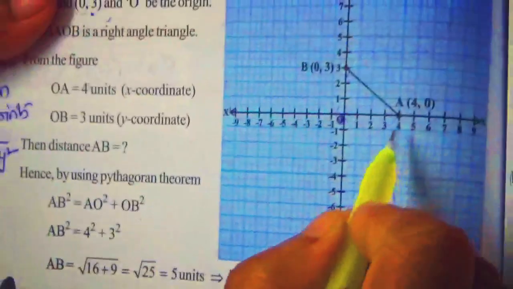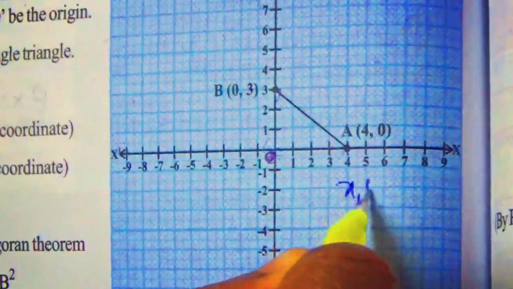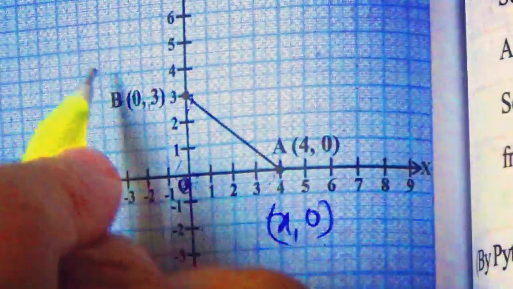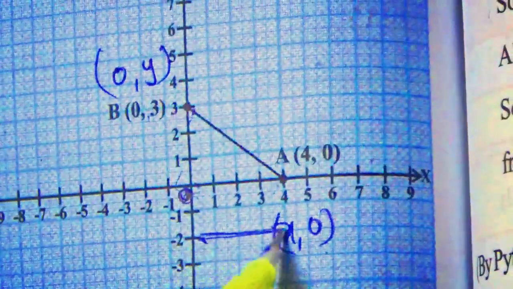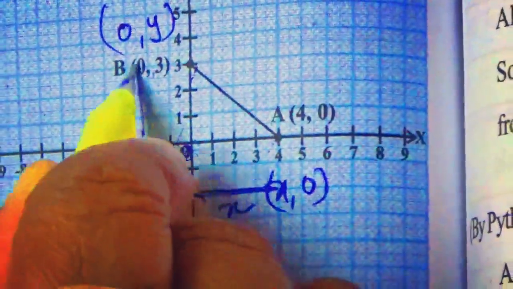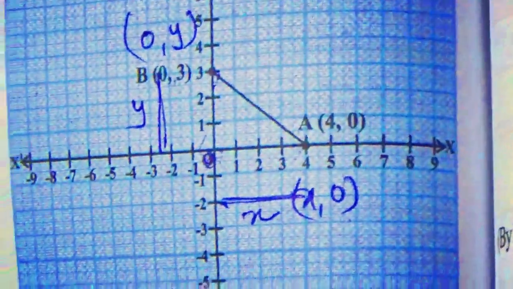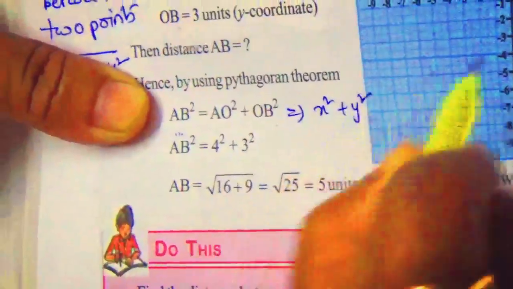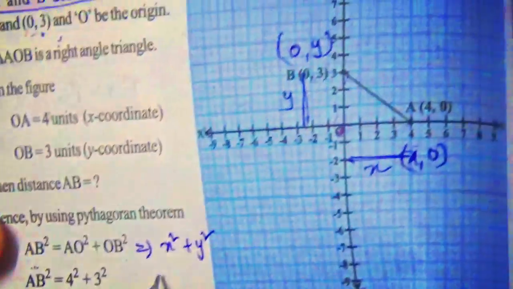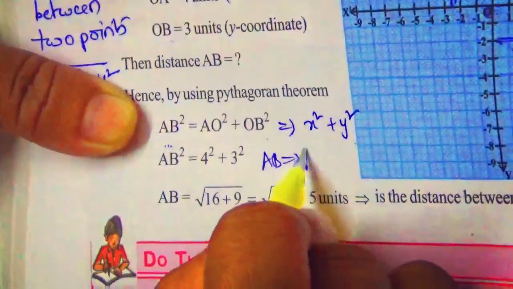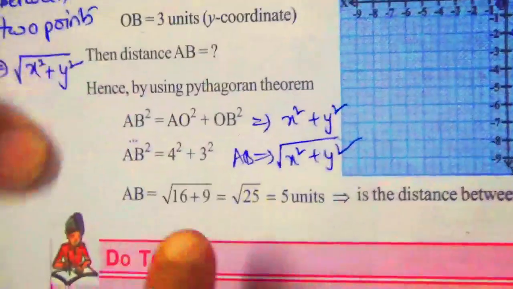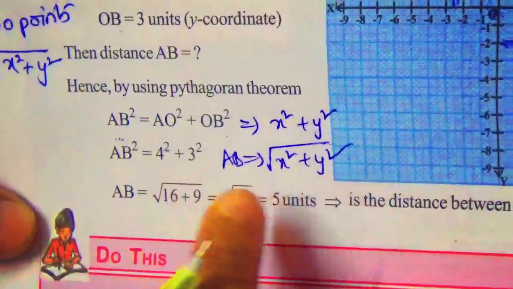What is OA square? Here I am taking A as (x, 0) and B as (0, y). What is the distance between these two? X. What is the distance between these two? Y. Hence AB square is equal to x square plus y square, which gives AB equal to the square root of x square plus y square. That is the distance formula. Just like this you have to write.